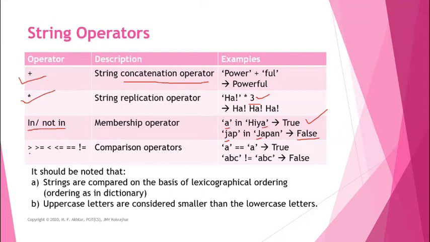Now comparison operators are also there, greater than, less than, we can do all things. With the comparison operators, here we are checking equality and not equality. Equality means a single letter A equals A; to check equality we have to give a double equal. It says true. And here ABC is not equal to ABC, it is equal, and we are checking not equals, so it gives false. Now see here, it should be noted that strings are compared on the basis of lexicographical ordering, as in a dictionary. Uppercase letters are considered smaller than lowercase letters.